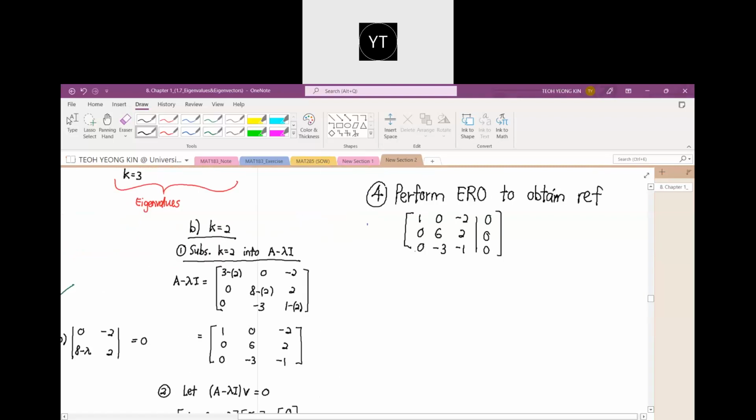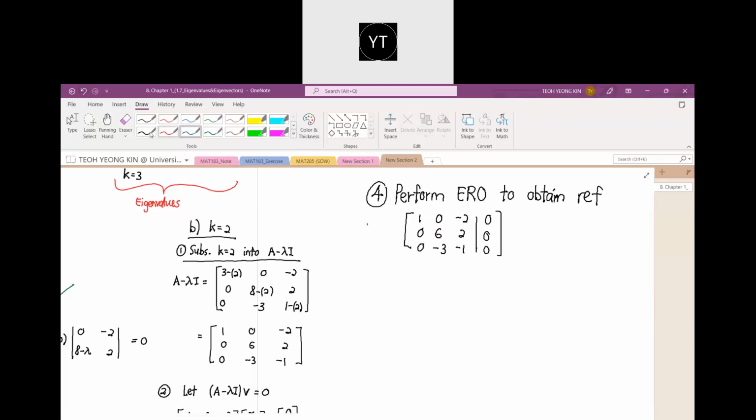So the first column is already in the form we need. So we can go to the next column, the second column. So the first column is already good, 1, 0, 0. This is what we need. So this is what we want. So we can move to the second column where this value should become 1. We want to make it 1. How do we make it 1?